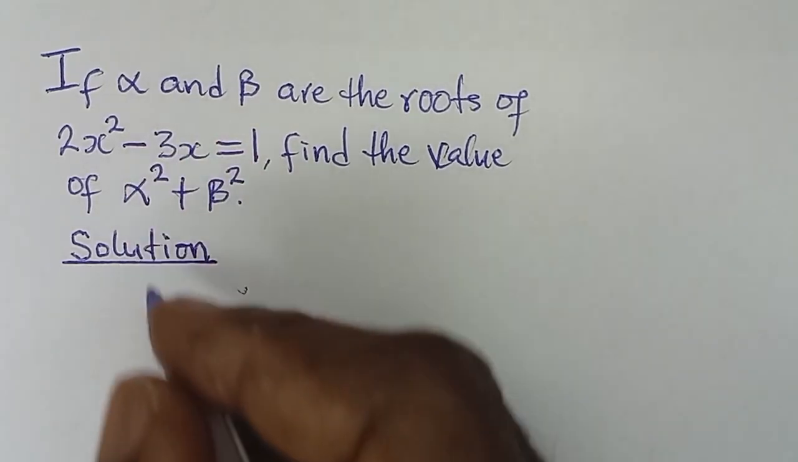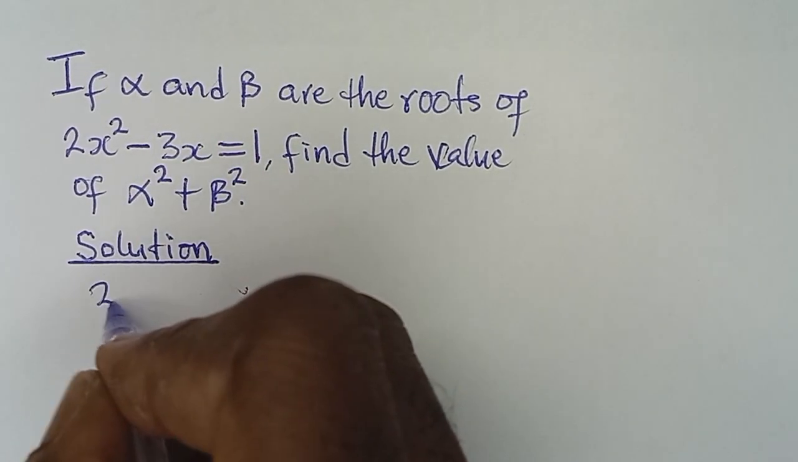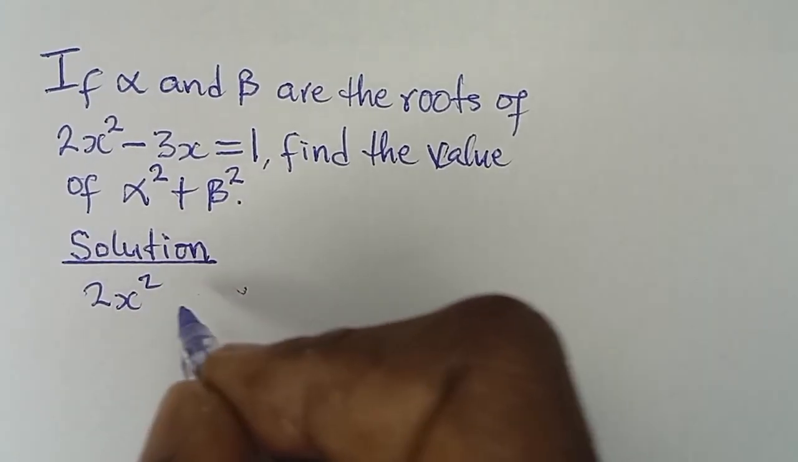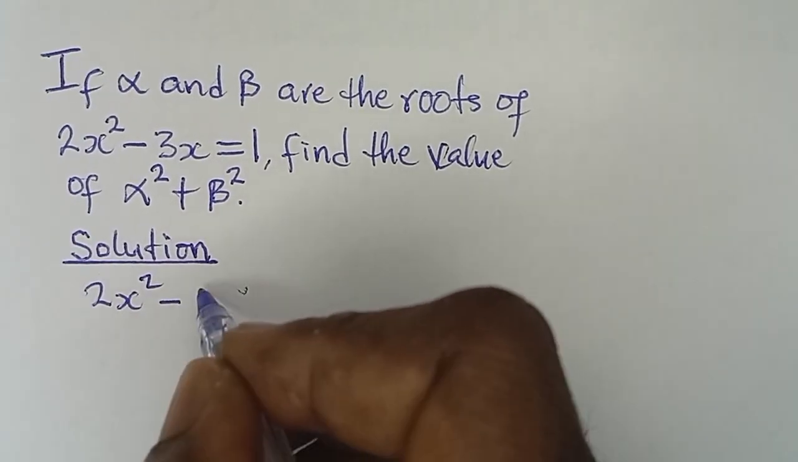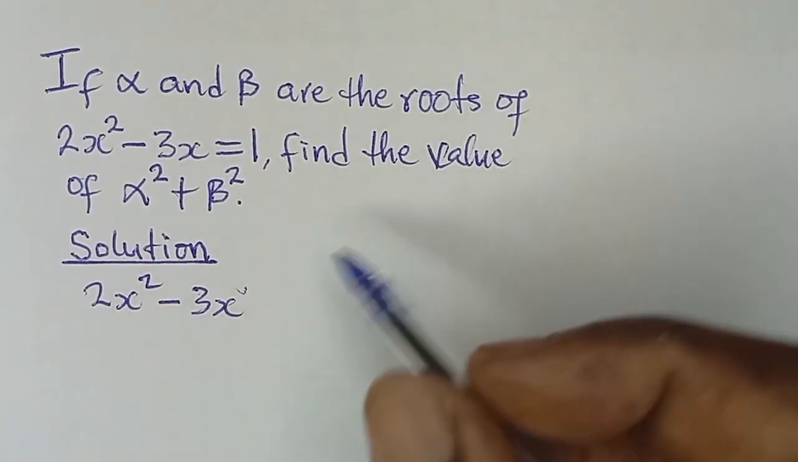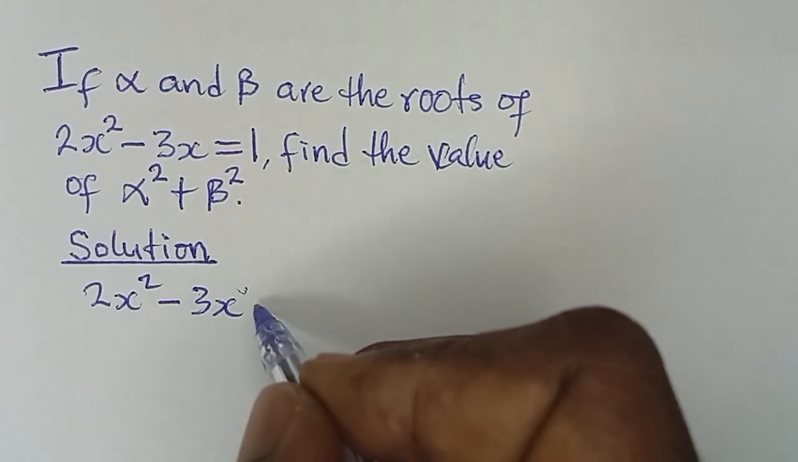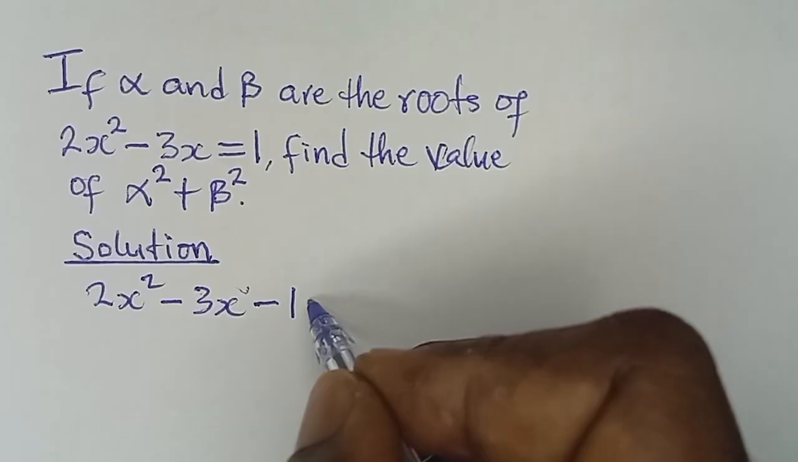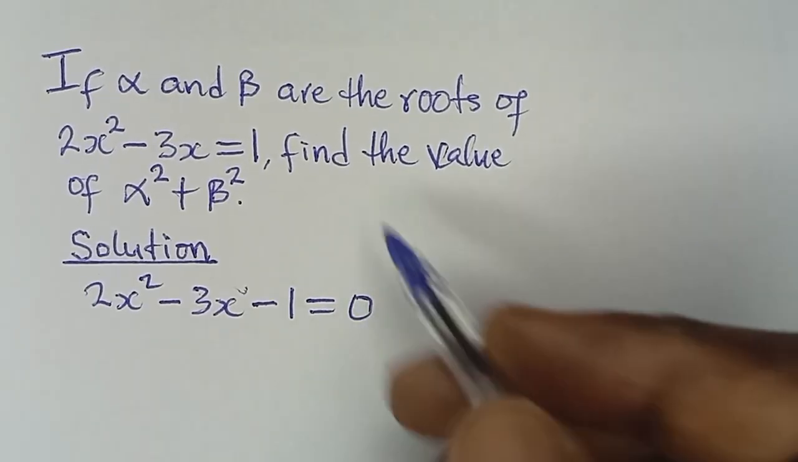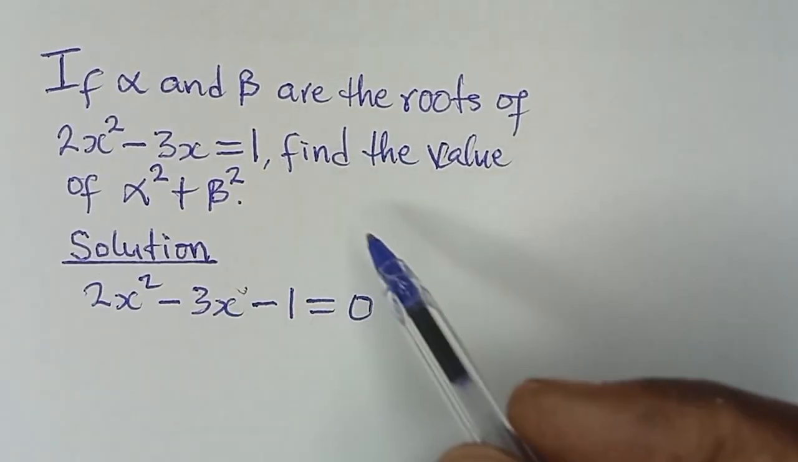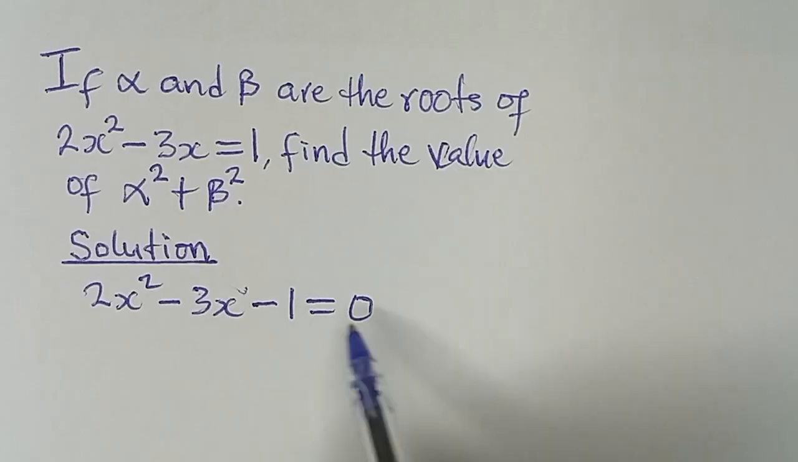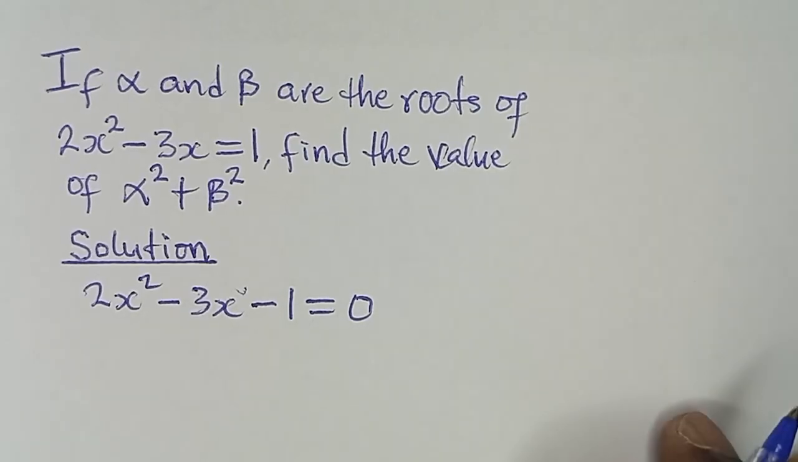Now let's rewrite this equation as 2x squared minus 3x. Now, when this positive 1 crosses to the left-hand side, it becomes negative 1, which is equal to 0 because there's nothing left on the right-hand side. So, this is the usual way of expressing a quadratic equation.